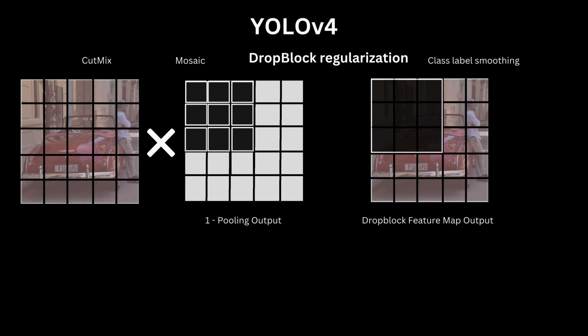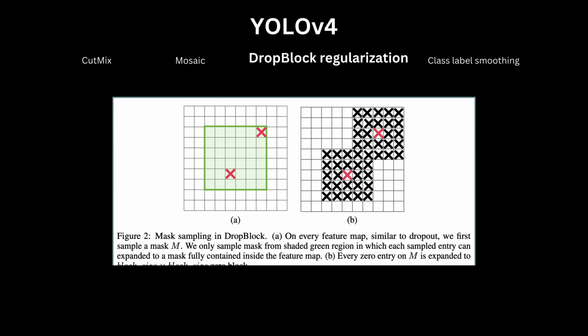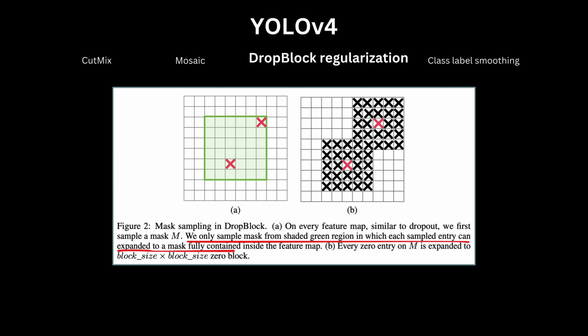To make sure that we understand everything about Dropblock, there are a couple of things that we need to address. First, even though our feature map was 5x5, we sampled a mask of 3x3 and then zero padded it to match the size of 5x5. Why did we do that? Well, the reason is, in Dropblock, our initial mask is such that every sampled entry, that is 1, can be completely expanded in all directions while being fully contained within the feature map. Let's understand what this means.